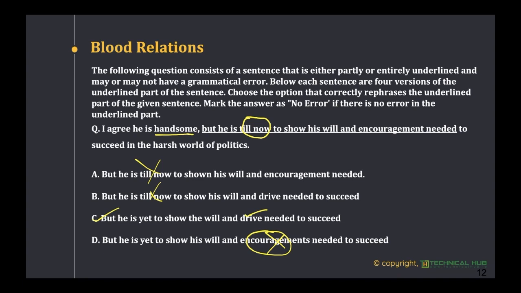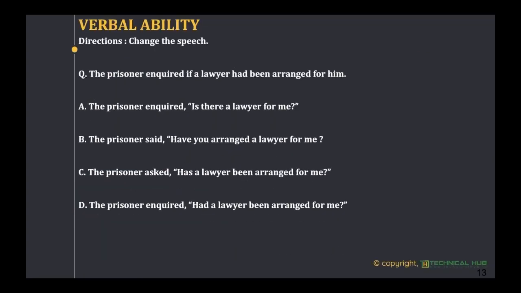And the next one. Change the speech. It's very simple. It is direct and indirect speech. We have already discussed it in the classes. Let's see: the prisoner inquired if a lawyer had been arranged for him. Now, what happens? It is an indirect speech. Now direct speech. The prisoner inquired. Actually, here it is inquired, and the first thing should be asked.